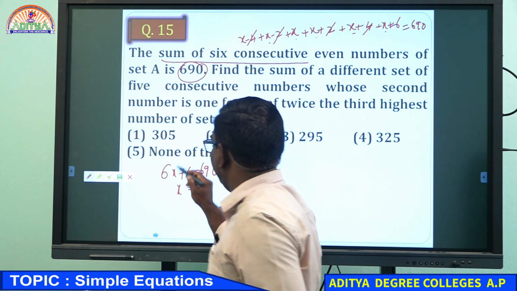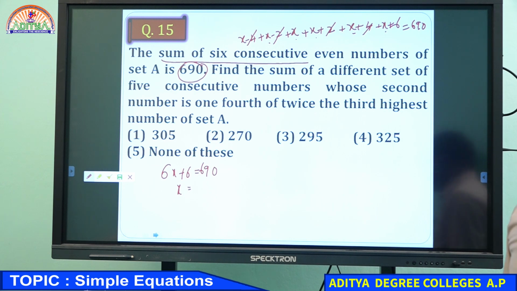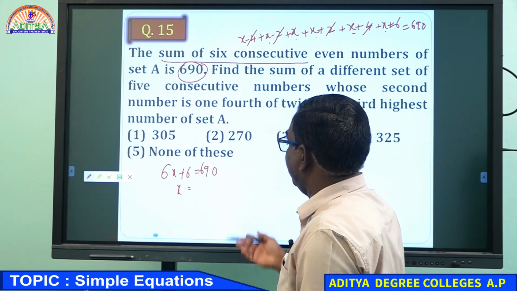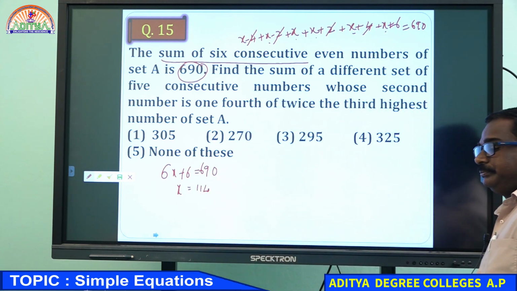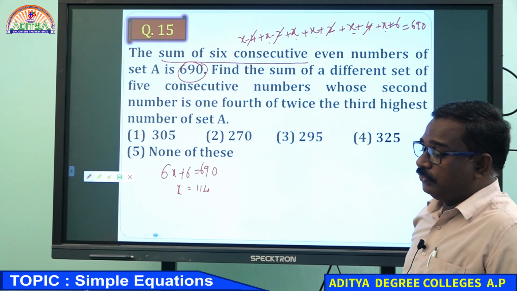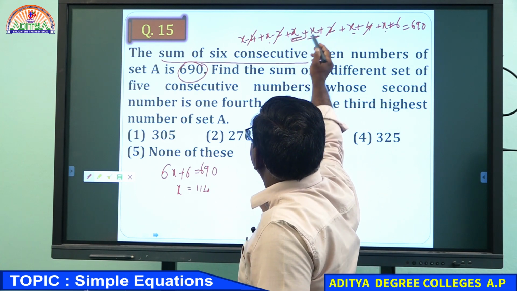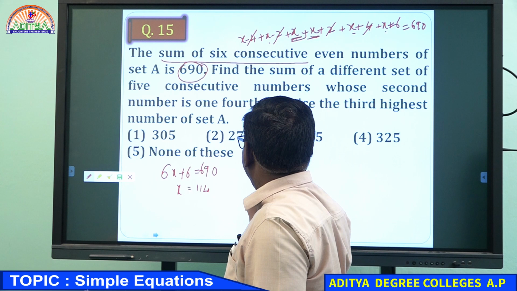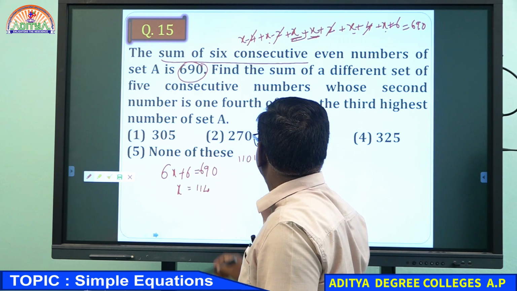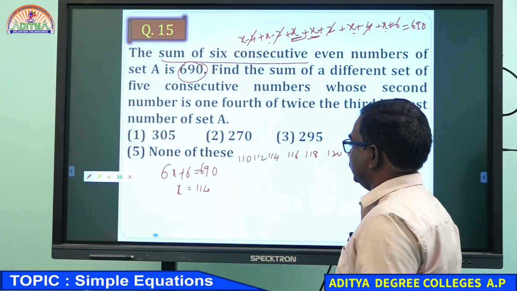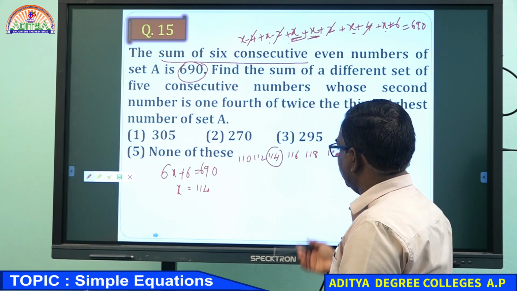x equal to, by solving you will get. How much will you get? Minus 6, 114, 114 you will get. x equal to 114. So, once you get the x value, what are the numbers? We will get easily. x is 114. Next numbers 116, 118, before numbers 112, 110 and after that 120. These are the numbers. Once you get one number, you get the before number and the after number.